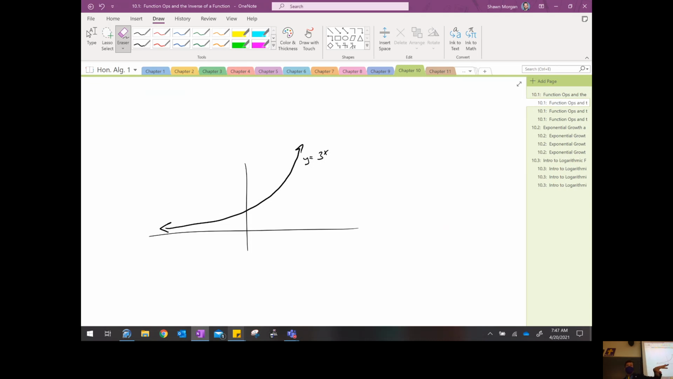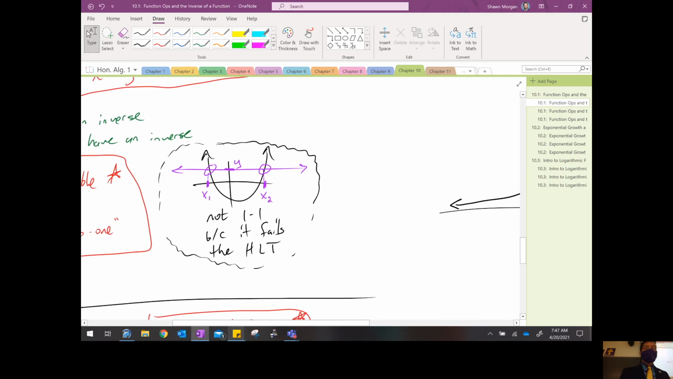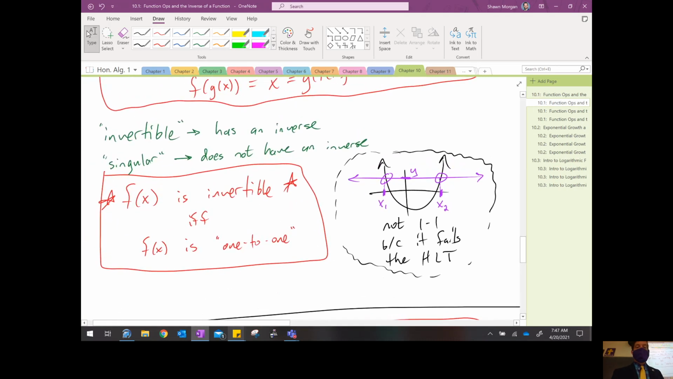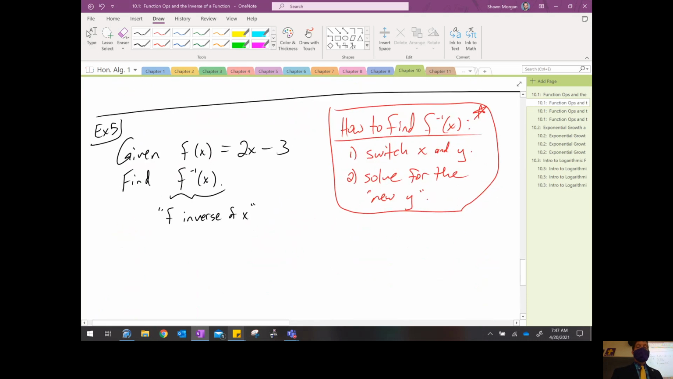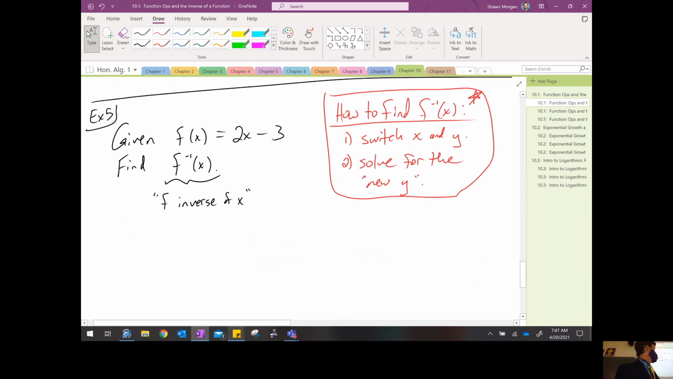Therefore, this function is one-to-one, and therefore it is invertible. And because it's invertible, I will have a way of solving for the exponent, the variable that's in the exponent. Okay, but we're not there just yet. Illustrated the point, though. So we talked about the definition of inverse functions. Let's practice finding an inverse, okay?